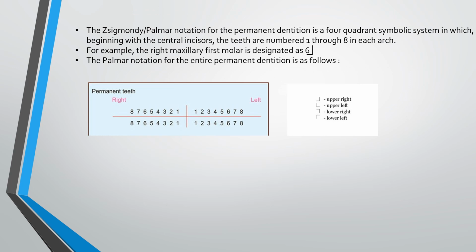The Zsigmondy or Palmer notation for the permanent dentition is a four-quadrant symbolic system in which, beginning with the central incisors, the teeth are numbered 1 through 8 in each arch. 1 is for central incisor, 2 is for lateral incisor, 3 is for canine, 4 is for first premolar, 5 is for second premolar, 6 is for first molar, 7 is for second molar, and 8 is for third molar. The Palmer notation for the entire permanent dentition is as follows.